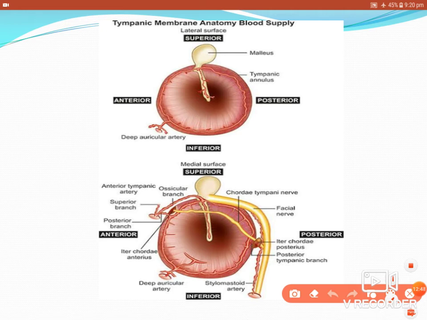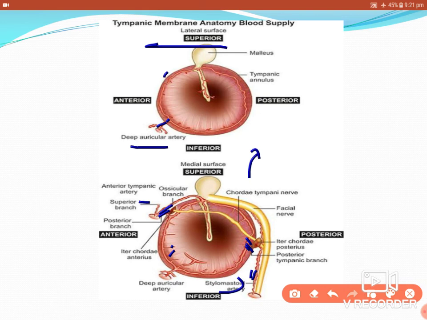Here comes the blood supply. The lateral surface of the tympanic membrane is supplied by the deep auricular artery, a branch of the maxillary artery. The medial surface is supplied by the anterior and posterior tympanic arteries. The anterior tympanic artery is a branch of the maxillary artery. The posterior tympanic artery is a branch of the stylomastoid artery, which is a branch of the posterior auricular artery. So that's the blood supply.